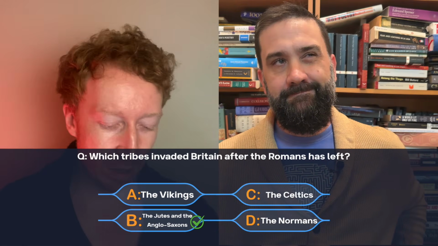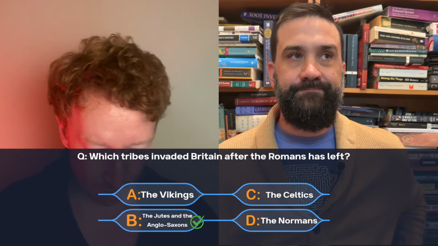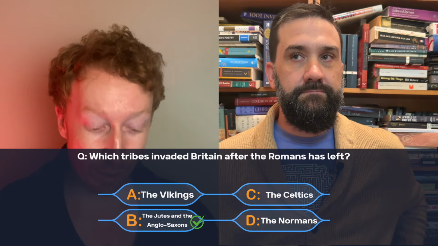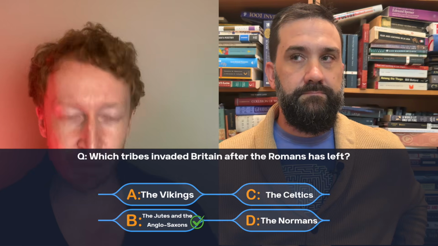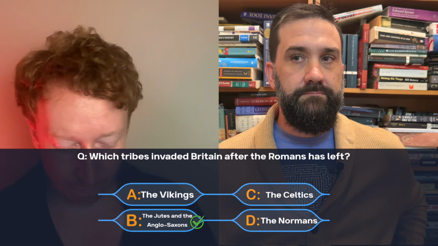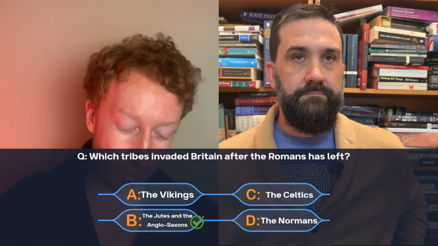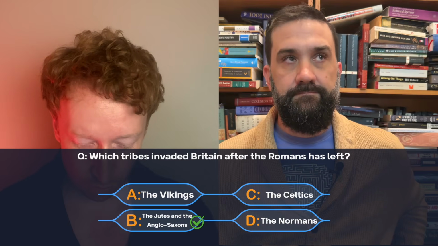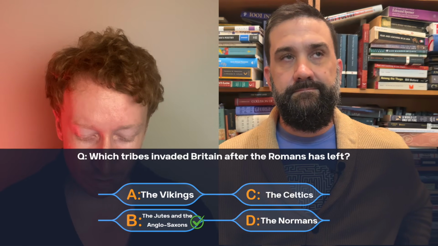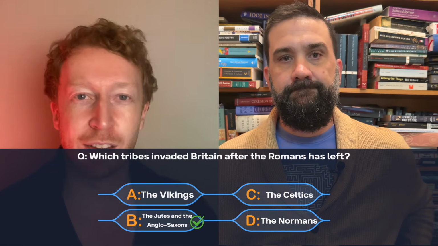So the correct answer is actually the Jutes and the Anglo-Saxons. When the Roman army left Britain in 410 AD to defend other parts of the Roman Empire, Britain was invaded by tribes from Northern Europe, the Jutes and the Angles and the Saxons, the Anglo-Saxons.